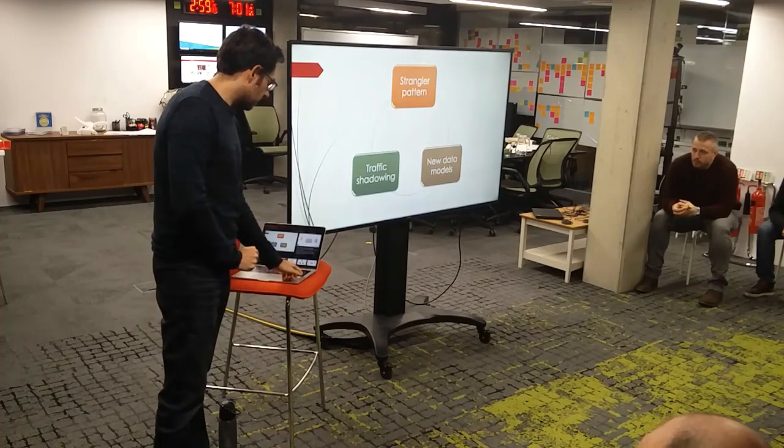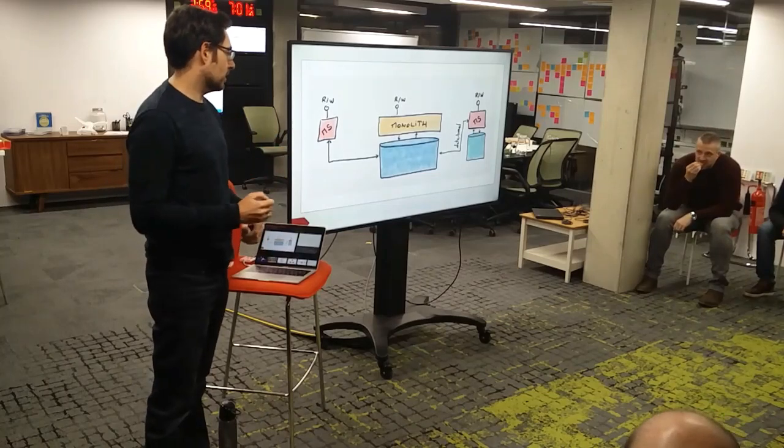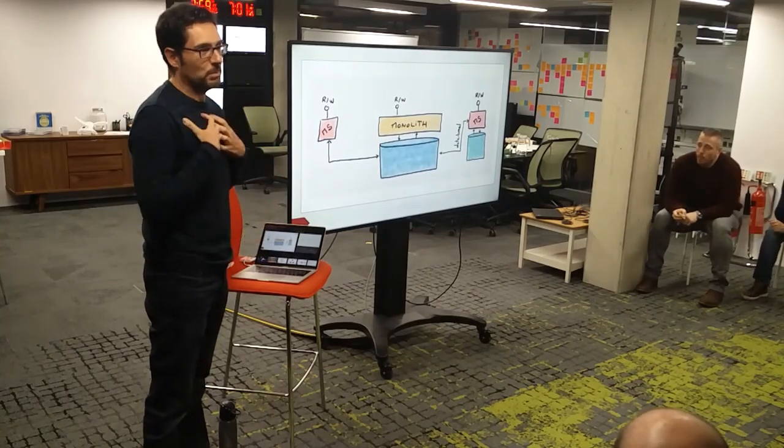And you probably end up with something that looks a little bit like this architecture. This looks like it's been drawn by a 3-year-old, but it's me, actually.